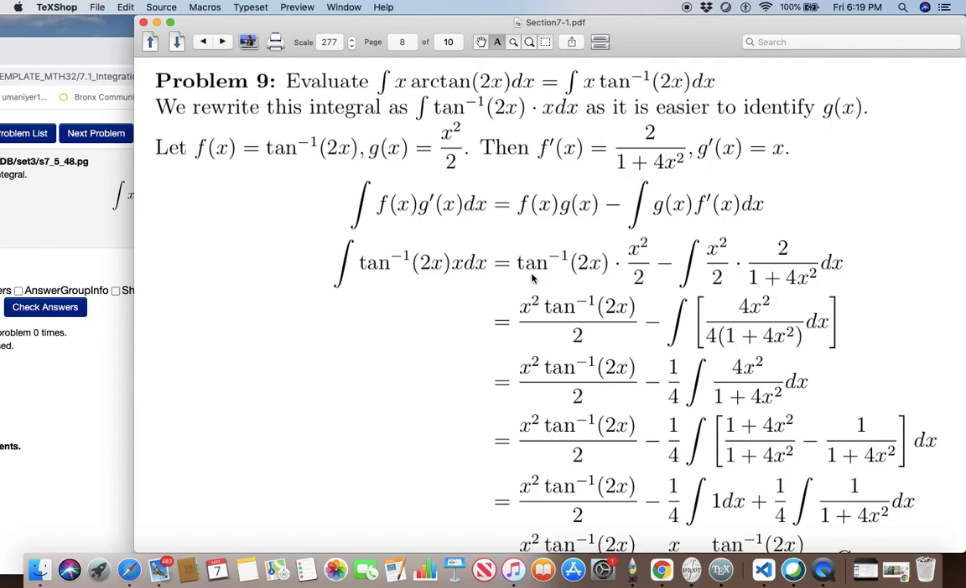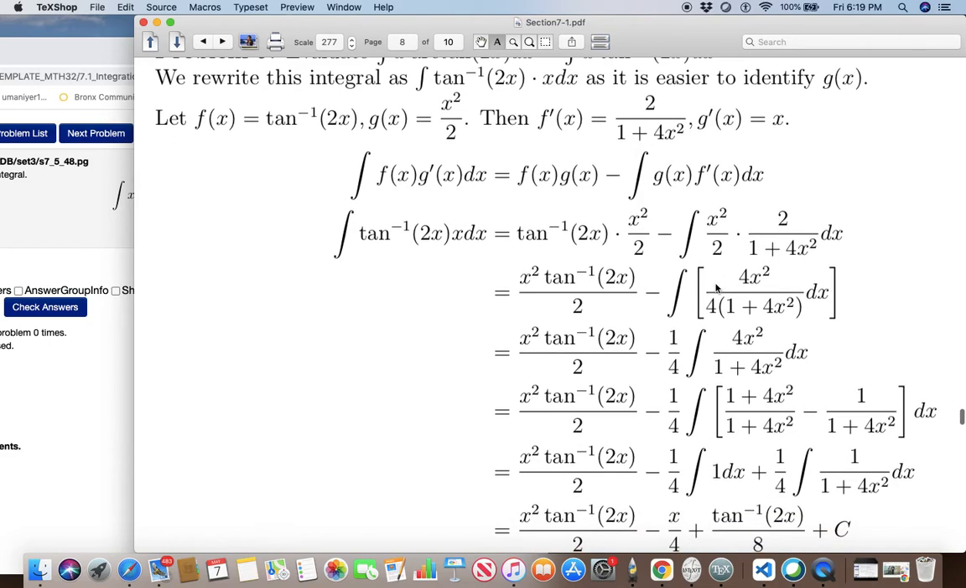fg, f is tan inverse 2x, g is x squared by 2, minus integral of g, x squared by 2, times f prime, which is 2 over 1 plus 4x squared. 2's cancel. So I have x squared upstairs and 1 plus 4x squared downstairs. I've simply placed a 4 above and a 4 below. You will see in a minute why.